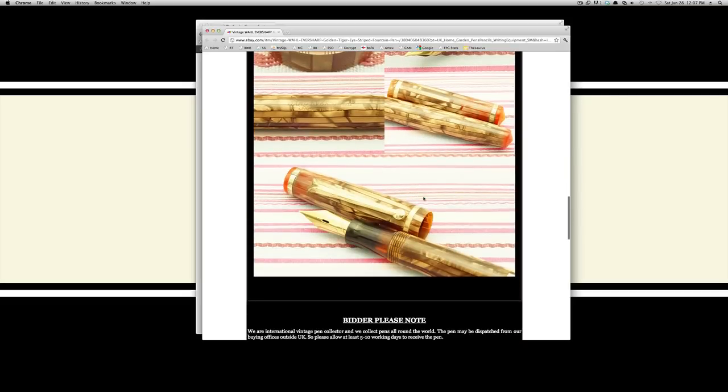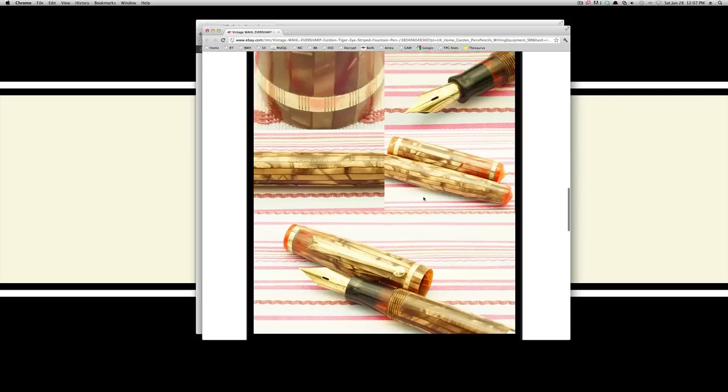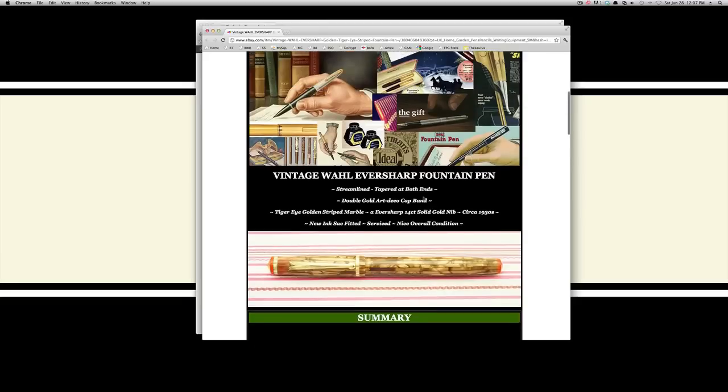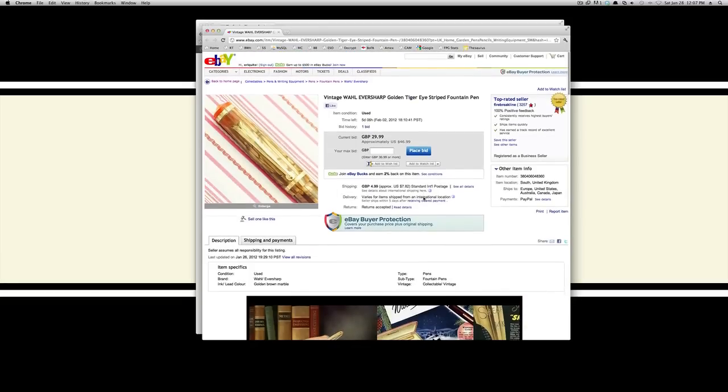It's a plastic pen made in the late 30s, early 40s, and it just caught my eye. More than anything else, it's one of those pens that was just, hey, look at me. Absolutely. So I took a look at it and decided, okay, let me look at some more Wahl pens.